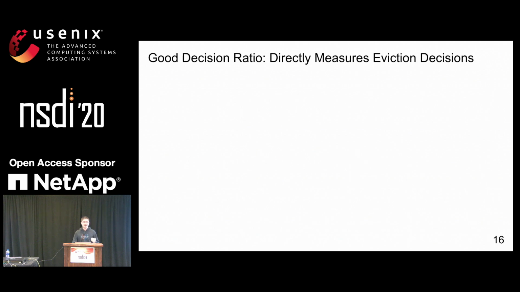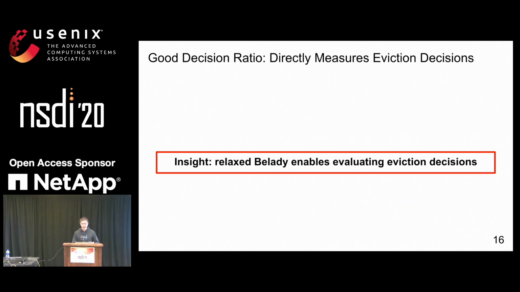And next, based on Relaxed Belady, we introduce a new metric, the good decision ratio, that allows us to evaluate design decisions quickly. End-to-end miss ratio is what we care about, but that is slow. And our key insight is that Relaxed Belady gives us a way to evaluate individual eviction decisions.